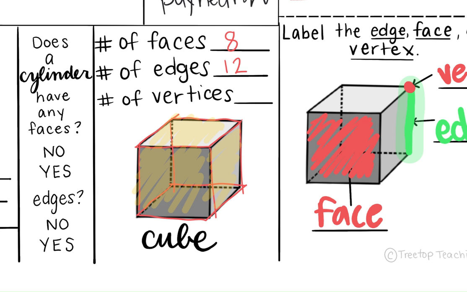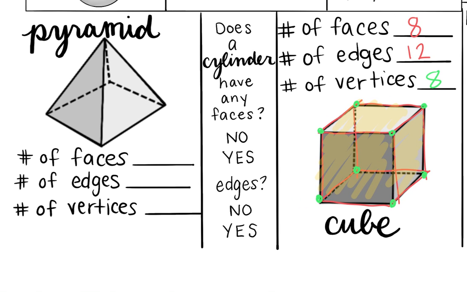Okay, and then last one, how many vertices? So how many of those points? You should have 8. Okay, 8 of these. So we're practicing again how many faces, edges, vertices. You will see this in a quiz or a test. I'll give you the image like I just did and ask you these few things.